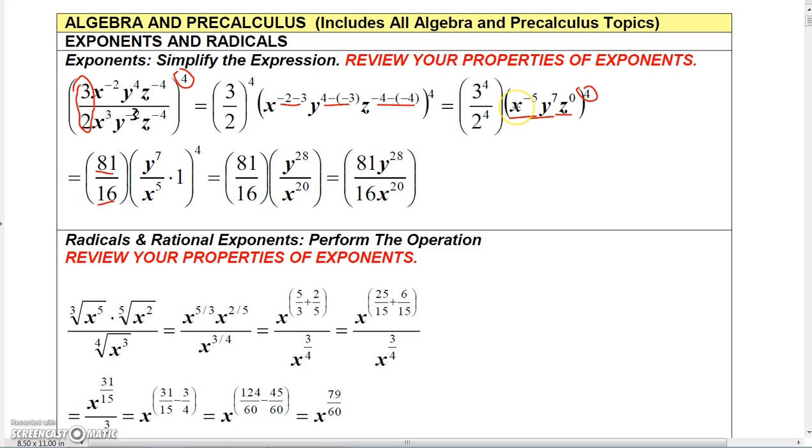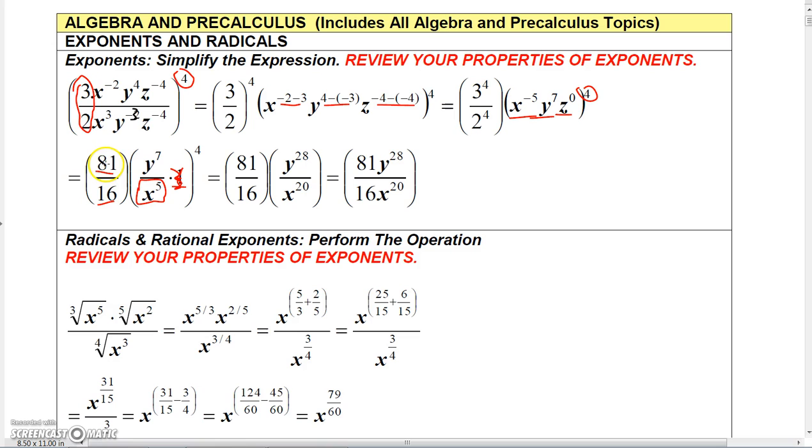Okay, now x to the negative 5 is the same as 1 over x to the positive 5. So I can move the x term to the bottom as long as I change my exponent to positive. I have y to the seventh that stays in the numerator, and then z to the 0 is just 1. So we know that 1 is not going to affect anything. We don't even have to write it if you don't want to.